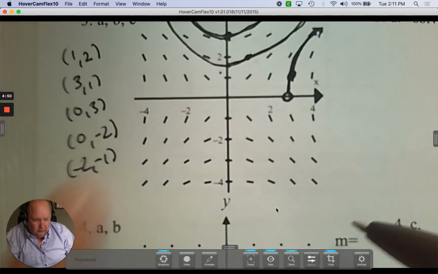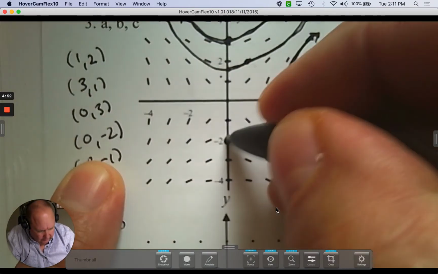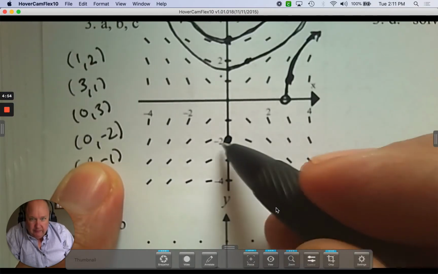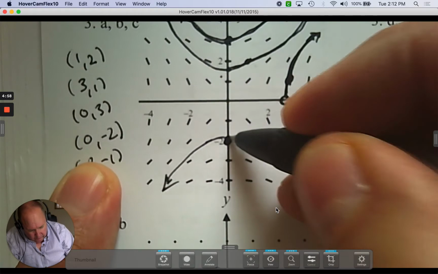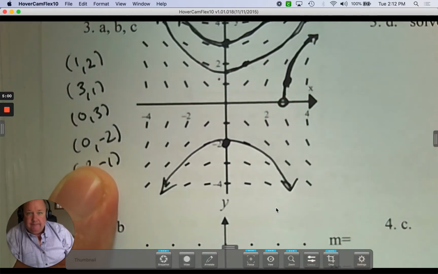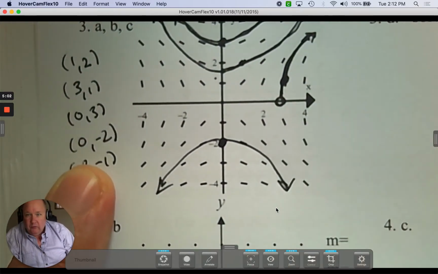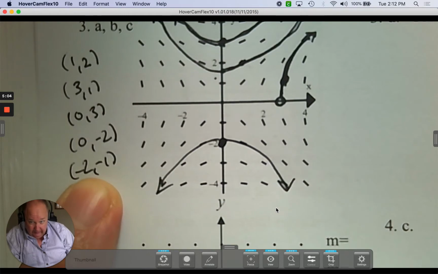What's the next one? 0, -2. Here, again, it's a turning point because it's at a horizontal slope. So you have your curve, and you draw it. And then, what's the next one? -2, -1.